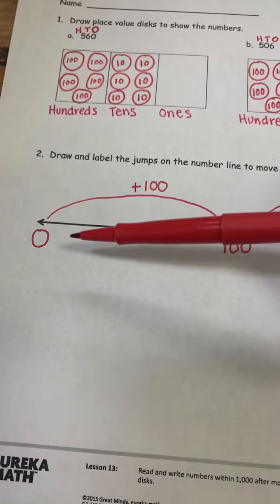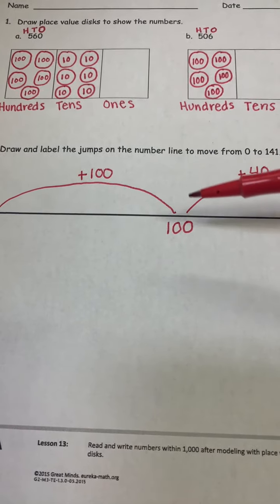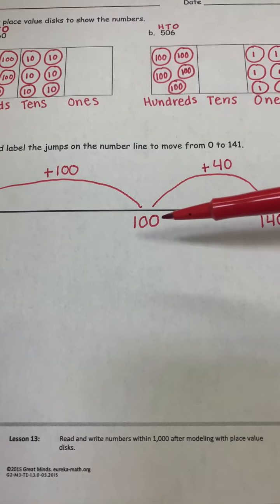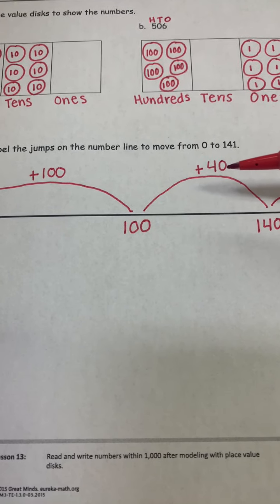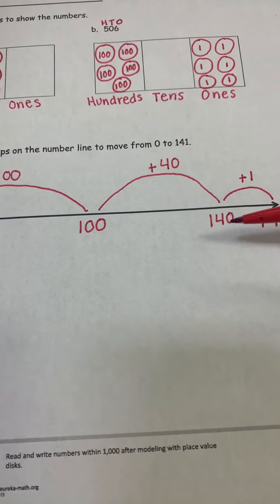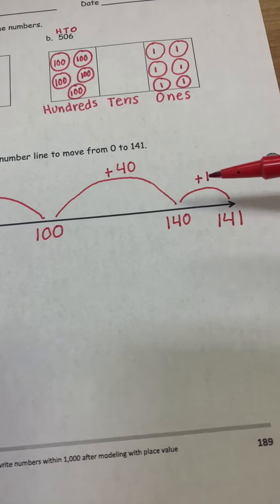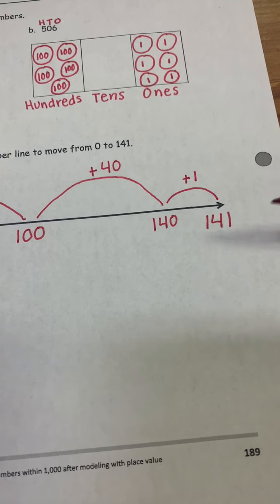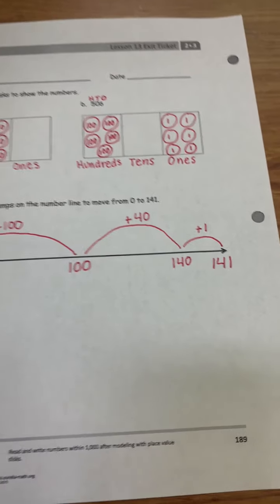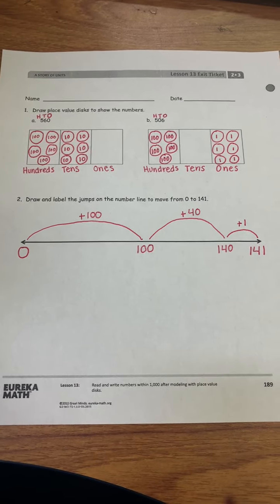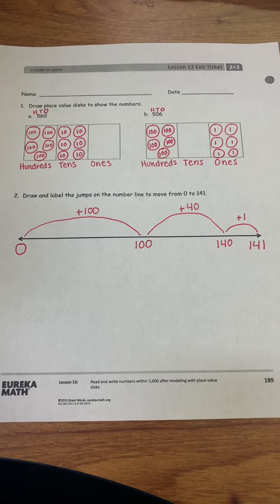So we went from 0, added 100 to get 100, added our tens place of 40 to get to 140, and our ones place of 1 to get to 141. All right, and that is our worksheet today for lesson 13.